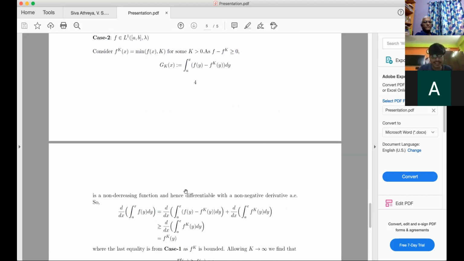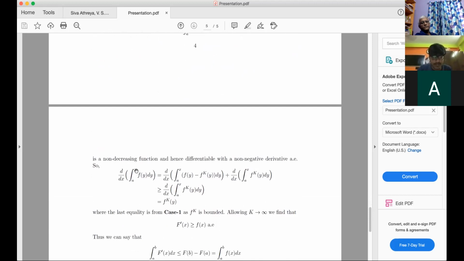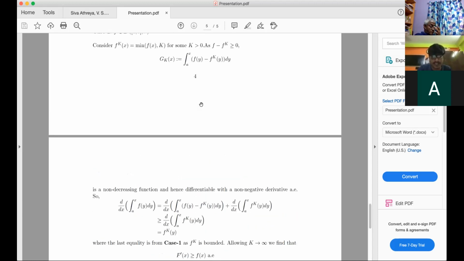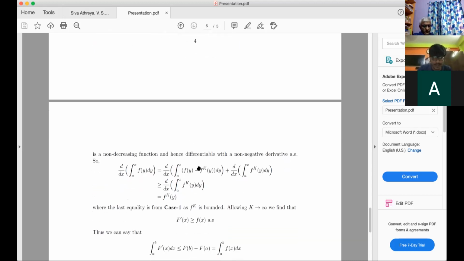This is a non-decreasing function, and hence it's differentiable with a non-negative derivative almost everywhere. So we differentiate this quantity, and observe that this function can be written as this. We just use the fact that the derivative of f plus g is equal to the derivative of f plus the derivative of g. So these two cancel out. So you have this, but this thing is positive because we got here that this function is differentiable with a non-negative derivative almost everywhere. So this is a positive quantity.